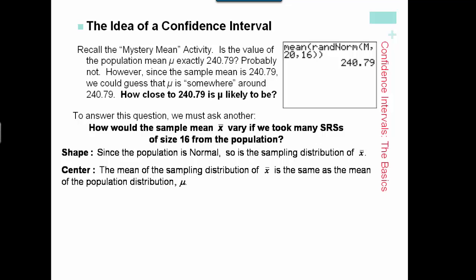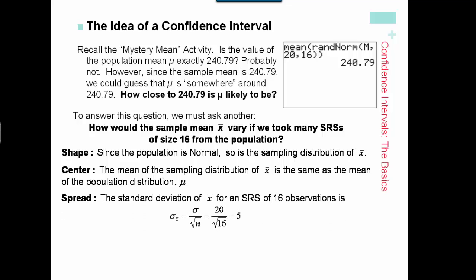The mean of the sampling distribution of x bar is the same as the mean of the population distribution, mu. The spread of the distribution of x bar for a simple random sample is 20 divided by the square root of 16, which equals 5.